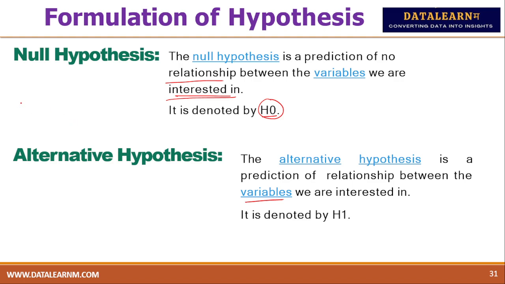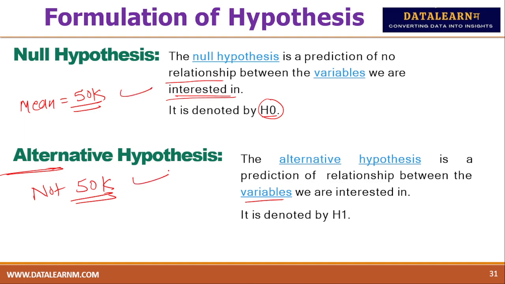If I take the example of mean equal to 50K, average salary is 50K, what will be the alternate? Not 50K. But one or the other will always be true: either it will be 50K or not 50K. If I am assuming the average salary of India's people is 50K and I formulate that as the null hypothesis, and my test supports that, I will go with the null hypothesis. Otherwise, I will go with the alternate hypothesis, but there should be some criteria.